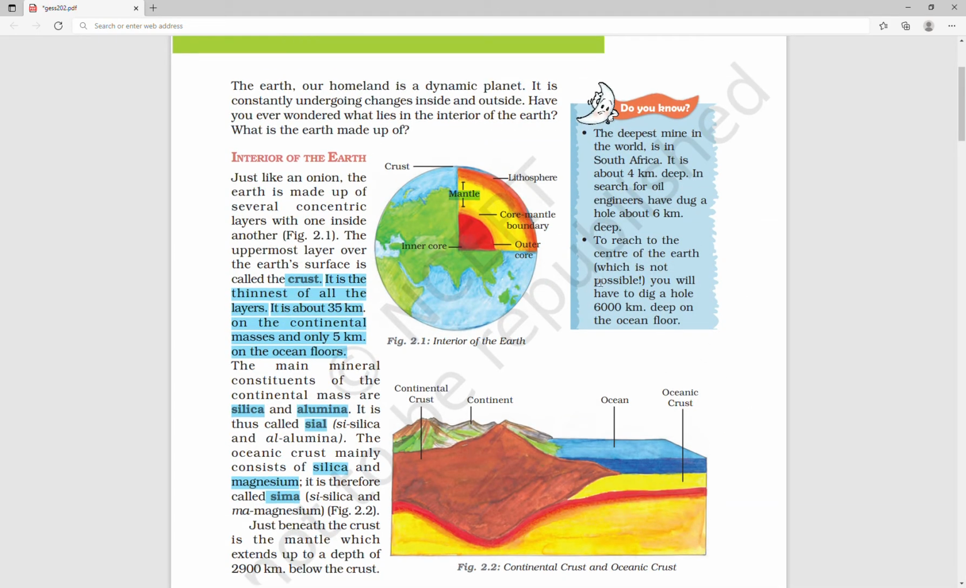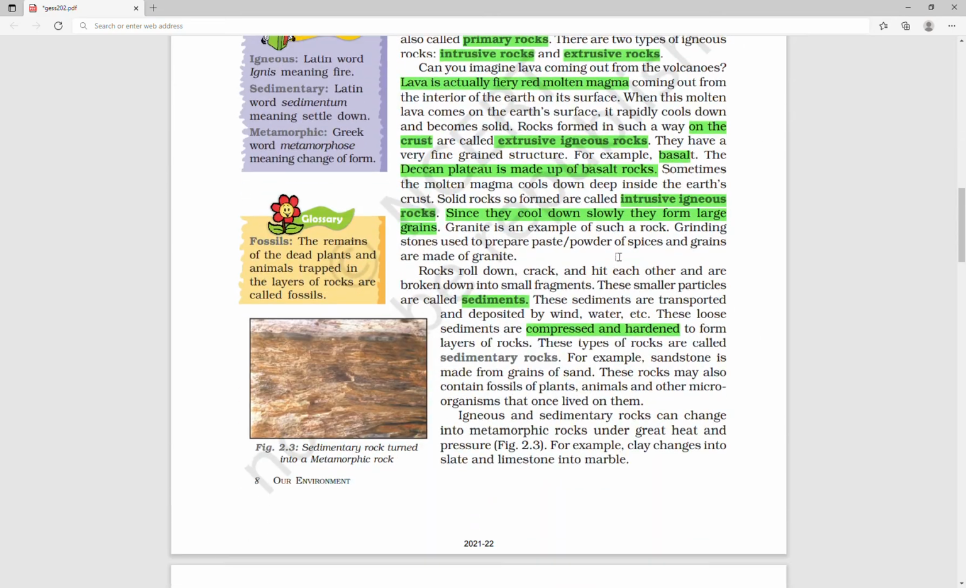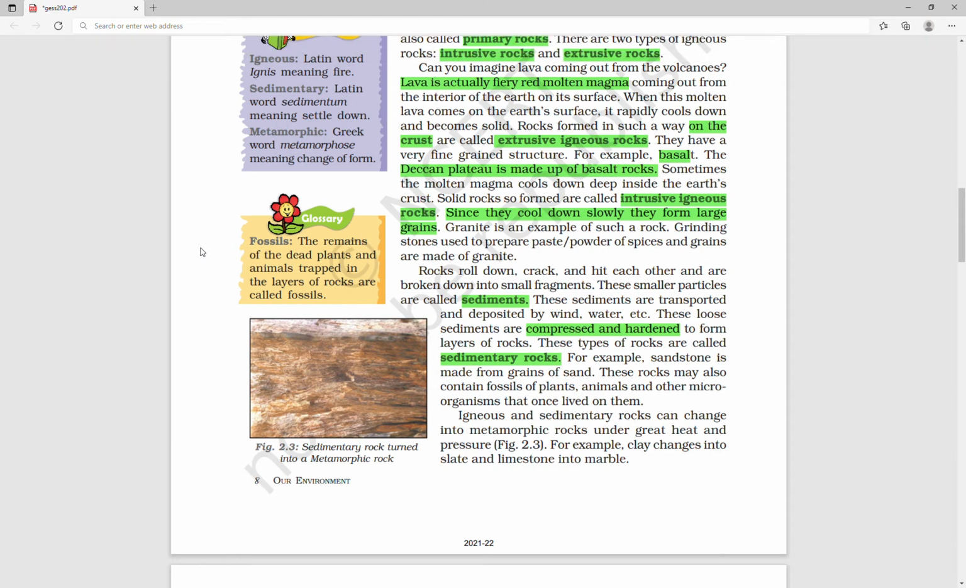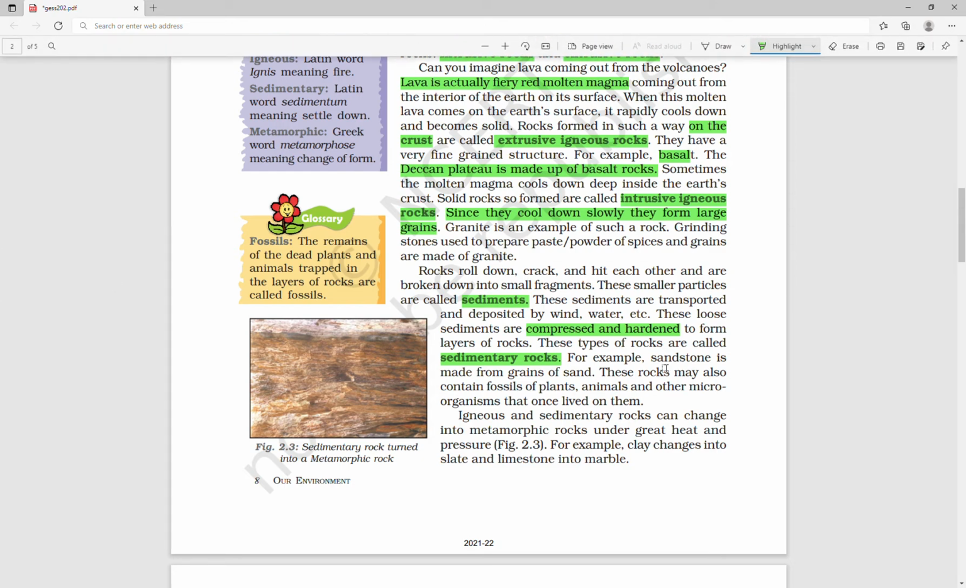In the middle of the core, the rocks are compressed and hardened, right? That is how they form the layers of rocks. So these types of rocks are called sedimentary rocks. It means they are deposited, transported, broken into fragments, compressed, hardened, and then form the sedimentary rock. It has many processes, right? For example, sandstone is an example.